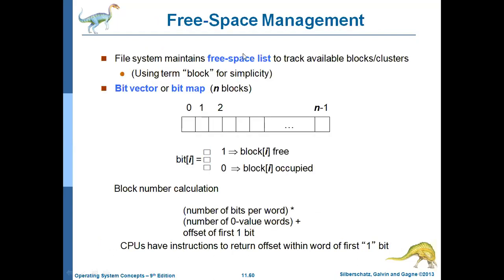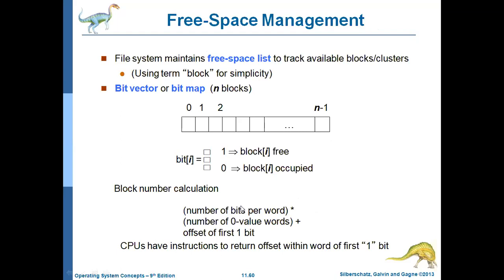Okay, then the last one is your free space management. The file system maintains a free space list. I have a bit vector or a bit map of n blocks. If I take an array of bit[i], wherever I have a 1, it is free. Wherever I have 0, that particular block i is occupied.